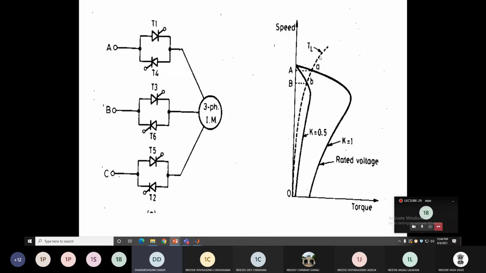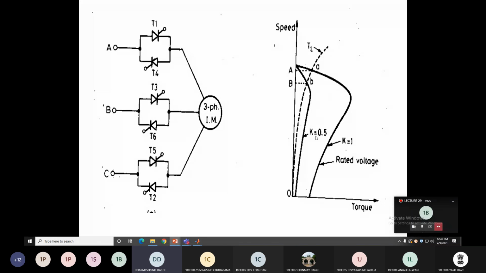So that gives a load torque characteristics. So here in the normal condition at a rated speed, your motor is operated at the point A, because at point A, the load torque and speed torque characteristic of the motor intersect. So this is the operating point of the induction motor at the normal rated voltage.